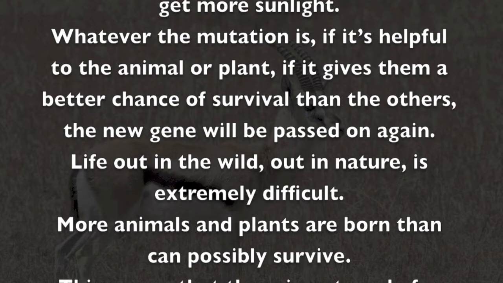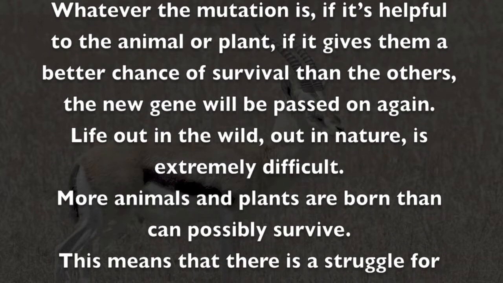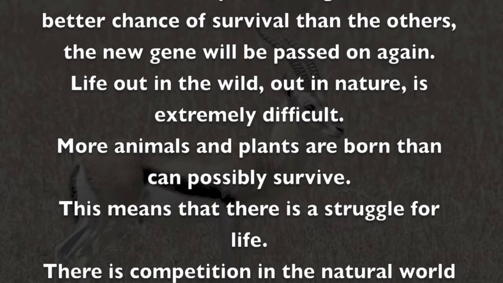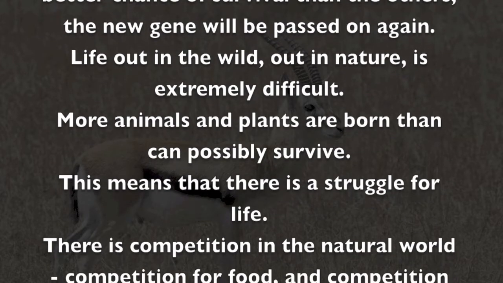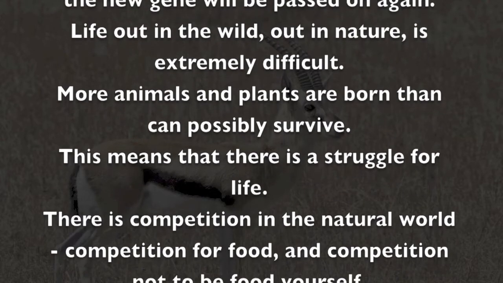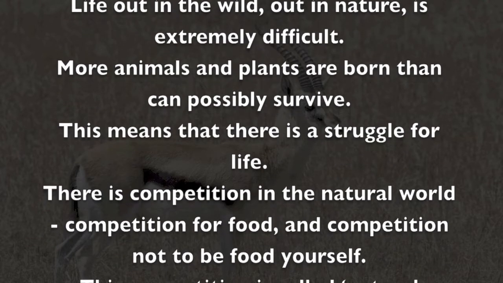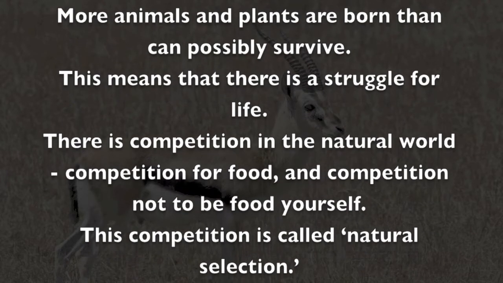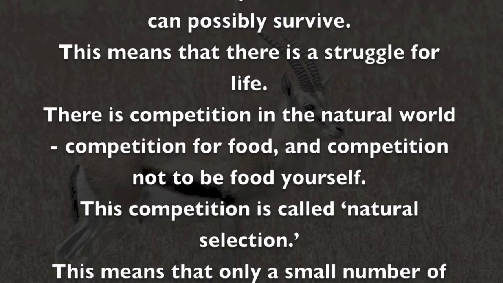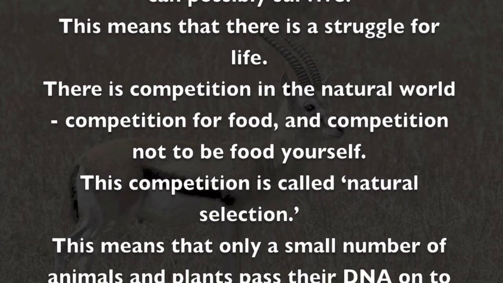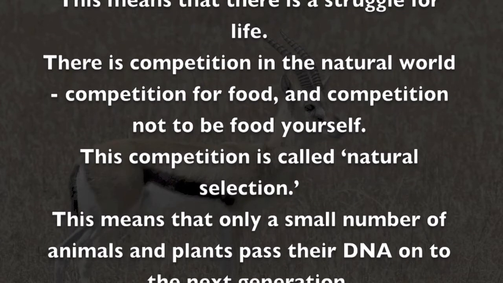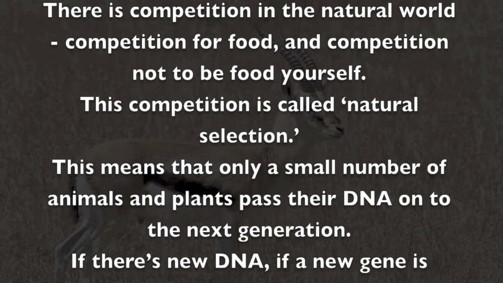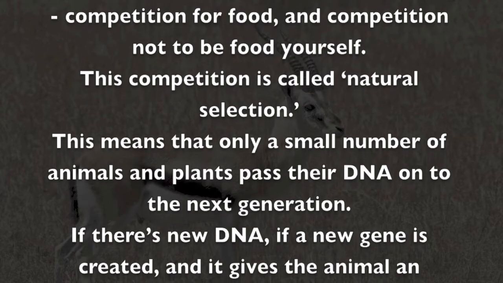Life out in the wild, out in nature, is extremely difficult. More animals and plants are born than can possibly survive. This means that there is a struggle for life. There is competition in the natural world. Competition for food and competition not to be food yourself. This competition is called natural selection. This means that only a small number of animals and plants pass their DNA on to the next generation.